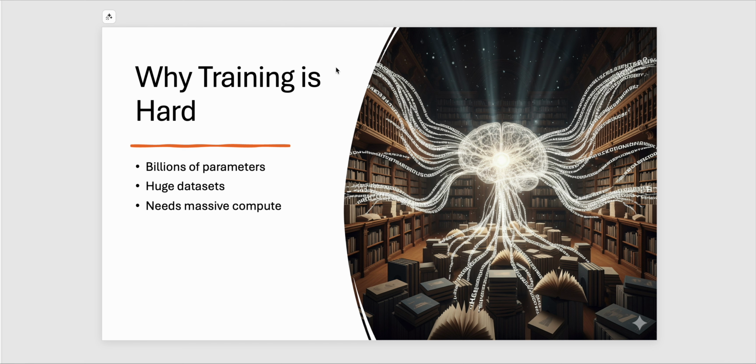Large language models have billions of connections to learn and they need a huge amount of text data. Training them is like teaching someone to read every book in a library. Doing this on a normal computer would take forever. That's why we need faster machines.